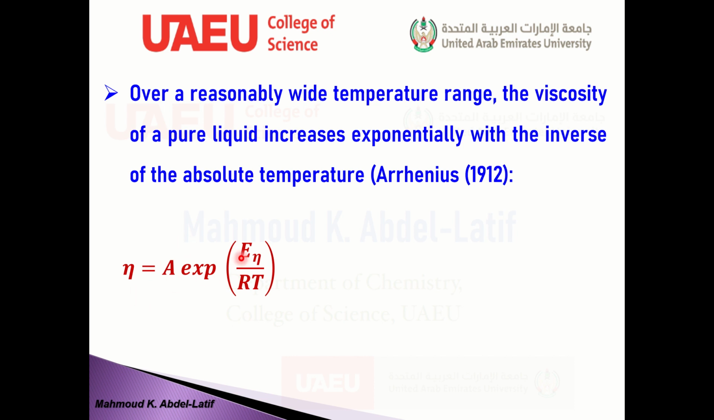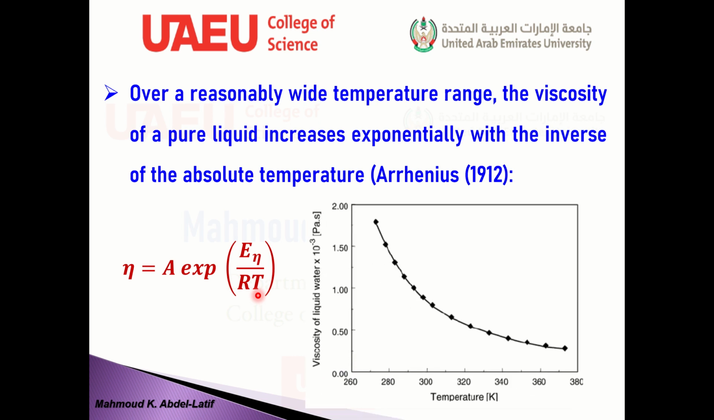Eta equals A exponential E eta divided by RT, where A is the Arrhenius constant, E eta is the activation energy of a viscous liquid to flow, R is the ideal gas constant, and T is the absolute temperature. And if you plot the relationship between the viscosity and temperature, you end up with this one. Okay, the viscosity decreases with increasing temperature, as you see.